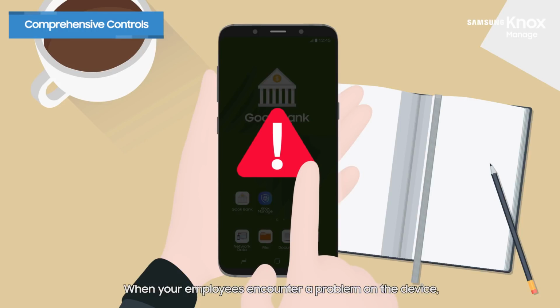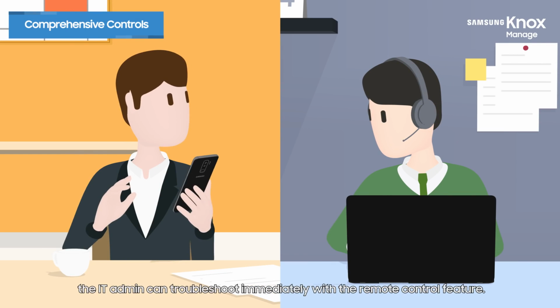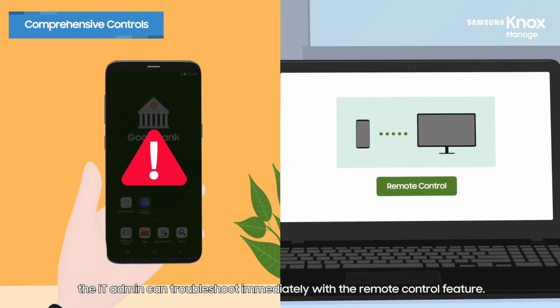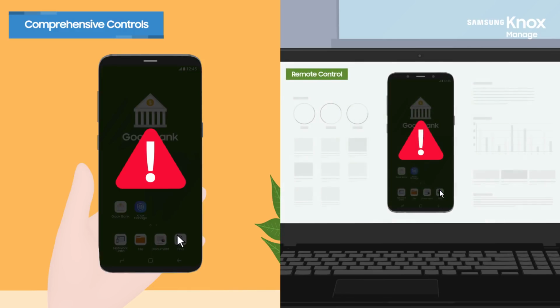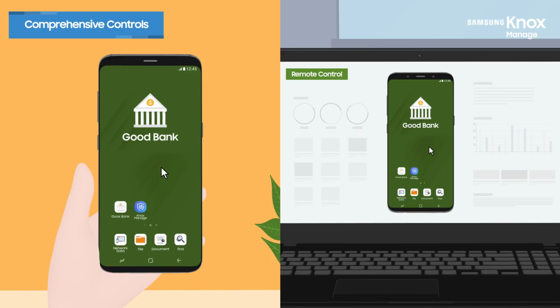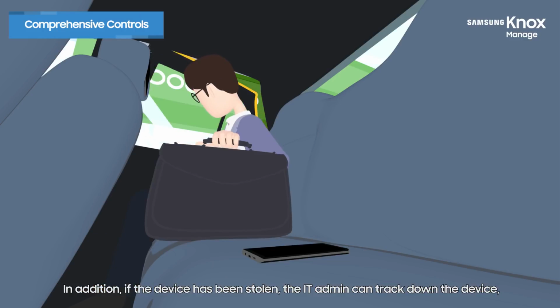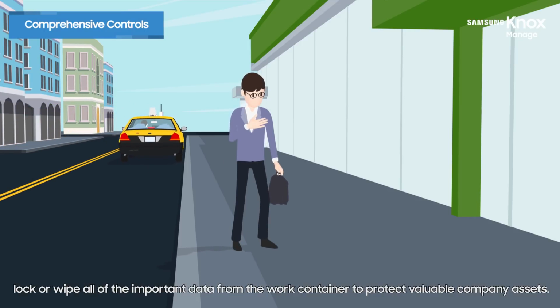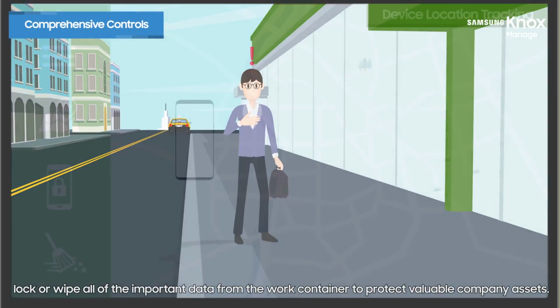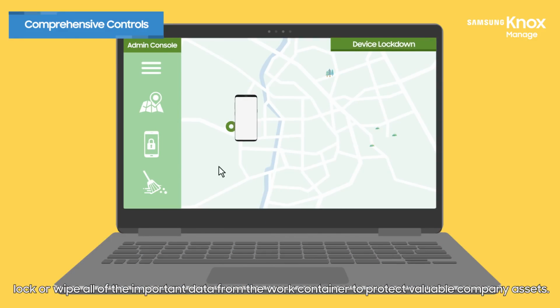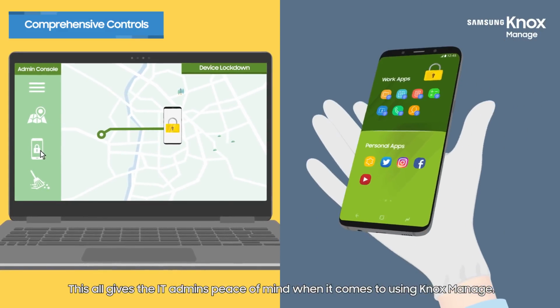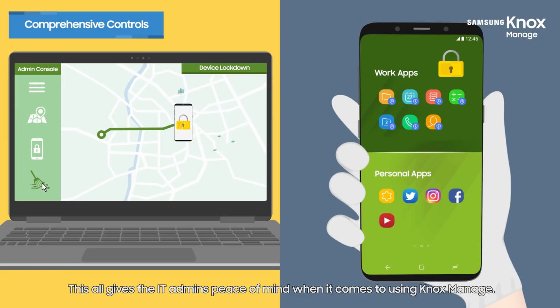When your employees encounter a problem on the device, the IT admin can troubleshoot immediately with the remote control feature. In addition, if the device has been stolen, the IT admin can track down the device, lock or wipe all the important data from the work container to protect valuable company assets. This all gives the IT admins peace of mind when it comes to using Knox Manage.